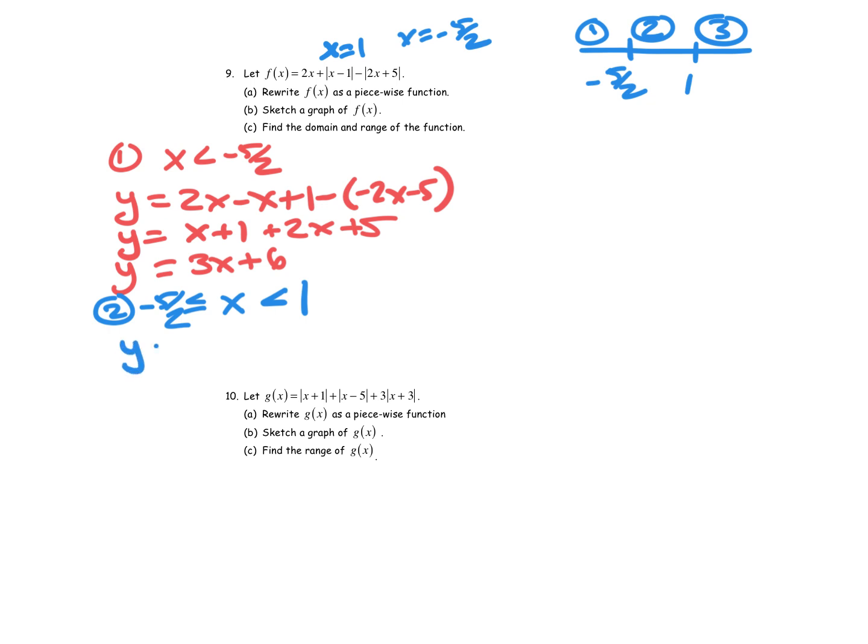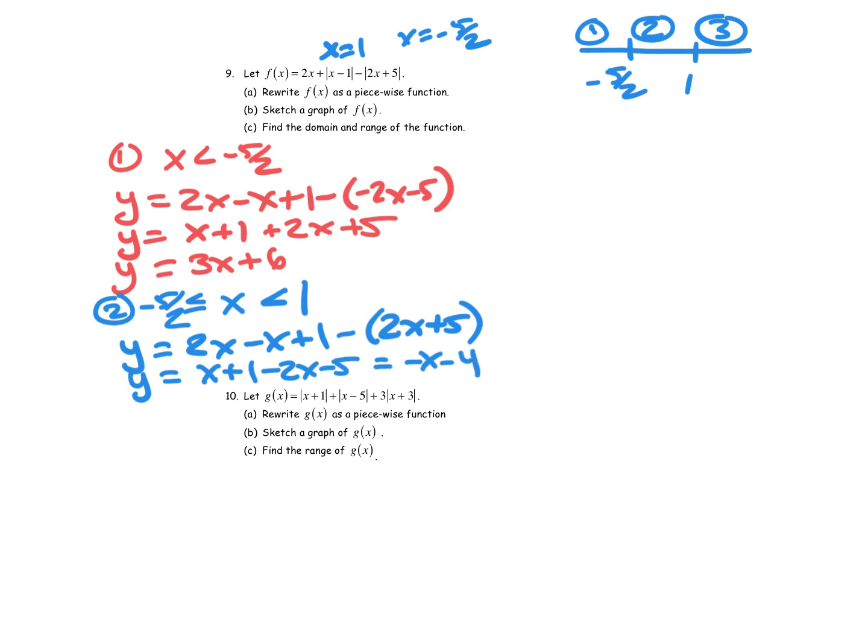So let's rewrite. y equals 2x just stays the same. If I plug in 0 for x minus 1, that makes it still negative, so I've got to multiply it by -1. If I plug in 0 for 2x plus 5, now that makes it positive. So the absolute value is really just acting as parentheses. So it's just going to be minus parentheses 2x plus 5. Cleaning this up, we've got y equals x plus 1 minus 2x minus 5, which is -x minus 4. Okay, great. Piece 2 is all done.